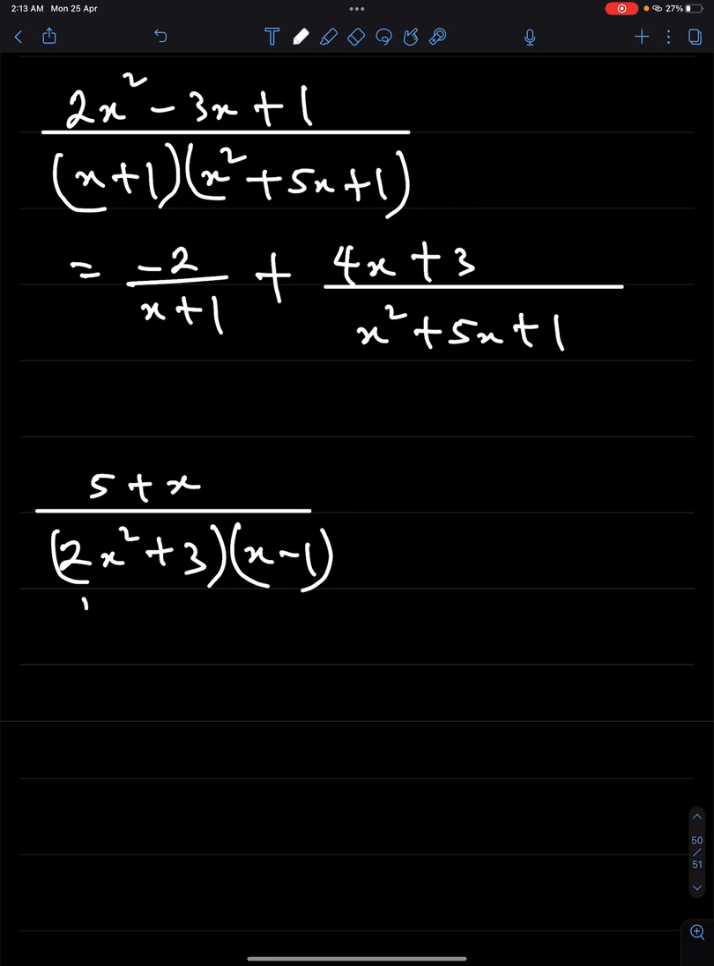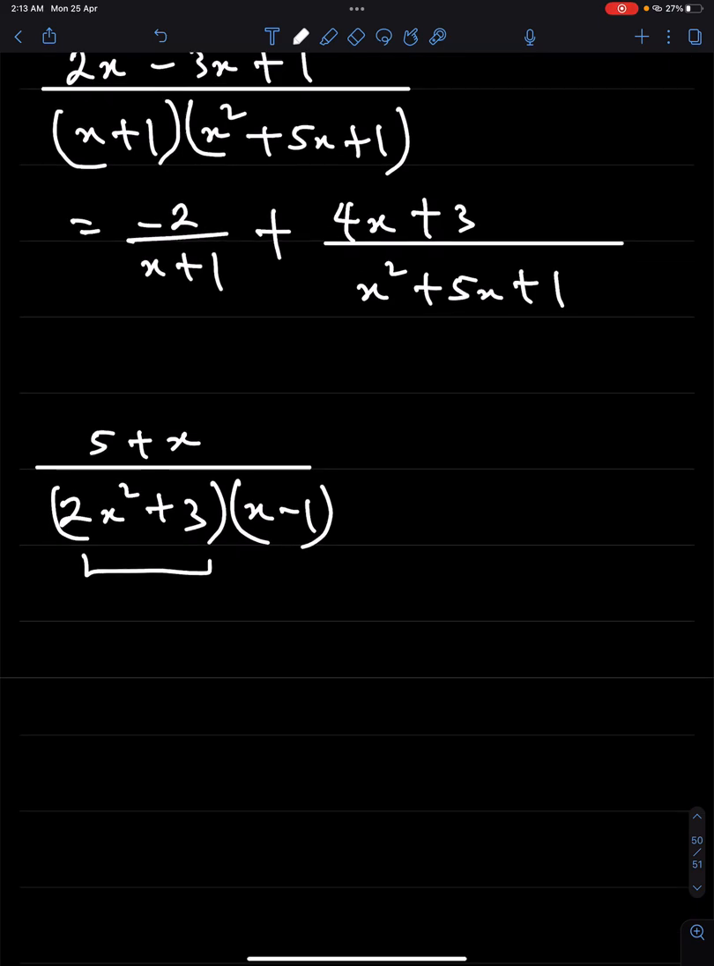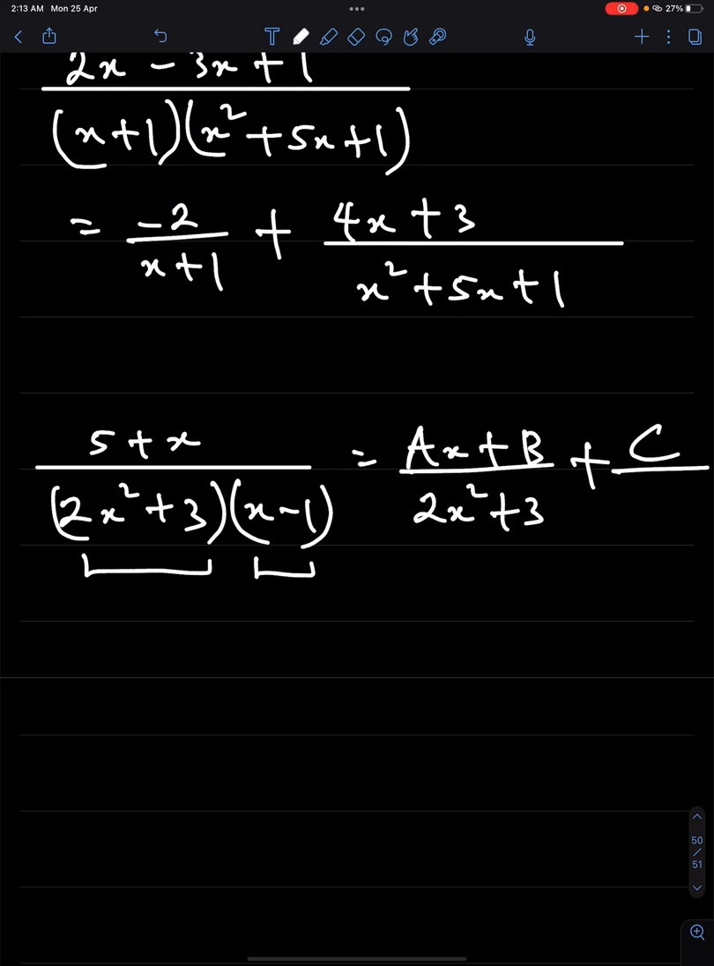Here we can say that the first factor at the denominator is a quadratic factor and it cannot be factorized, so we are assigning the general linear factor to the numerator of its partial fractions. So that will be ax plus b over 2x squared plus 3. The second factor is a linear factor, so we'll just assign a constant to that, but I can't use a and b anymore because I already used them. So I'll use c over x minus 1.